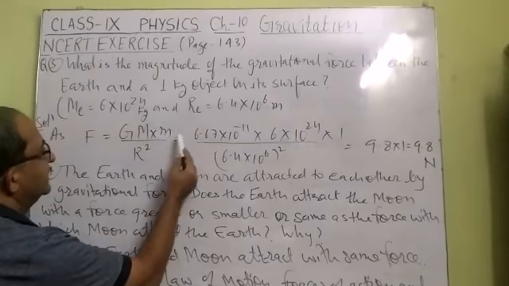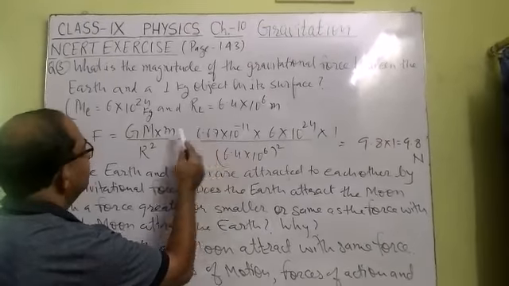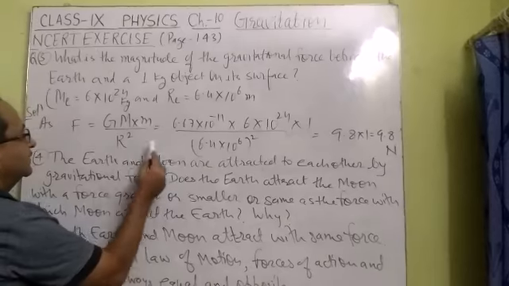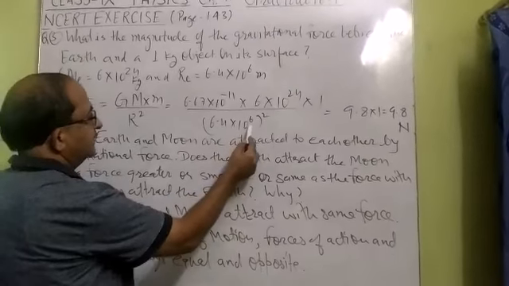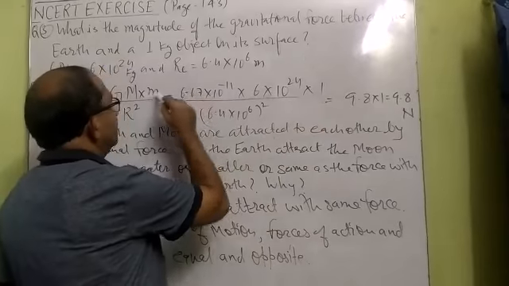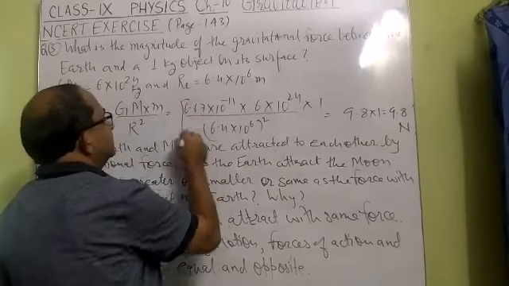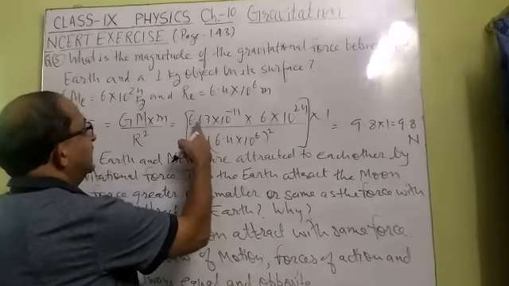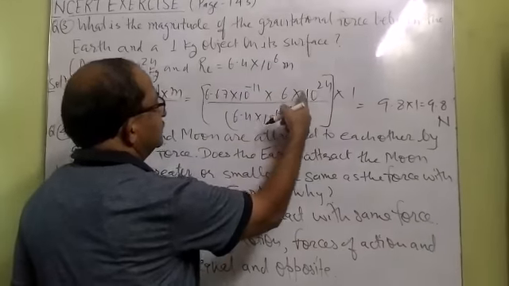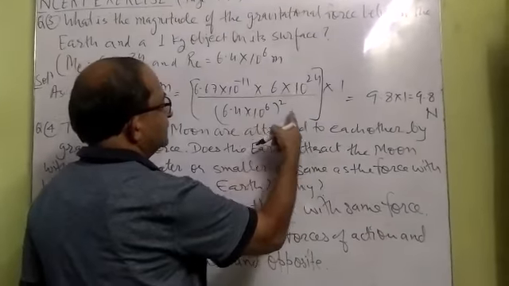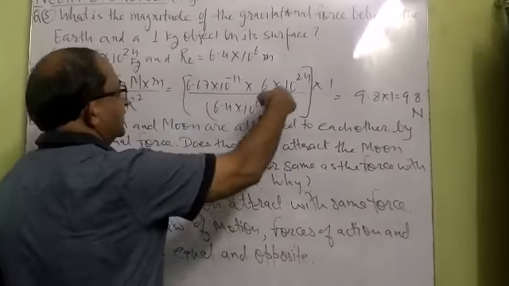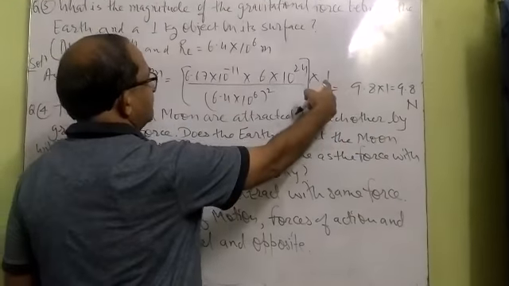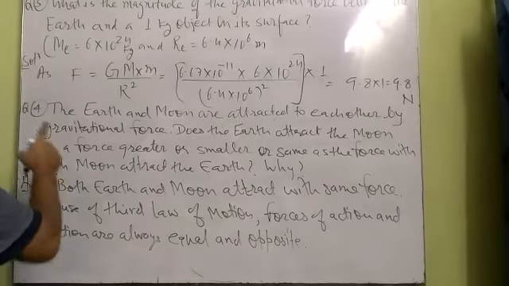Now we can place the value of capital G, which is 6.7 into 10 to the power minus 11, capital M the mass of earth, which is 6 into 10 to the power 24 kilogram, and in the denominator the radius of earth 6.4 into 10 to the power 6 whole square. Whereas the mass of the object is only 1. Earlier we did this kind of calculation in the calculation of acceleration due to gravity. The value of 6.7 into 10 to the power minus 11 into 6 into 10 to the power 24 upon radius square is equal to 9.8. So you can remember this calculation, it will be 9.8 into 1, 9.8 Newton, because the mass of the object is only 1 kilogram.